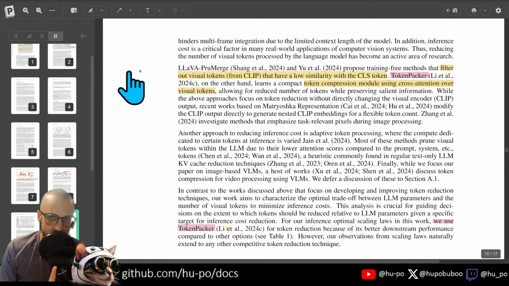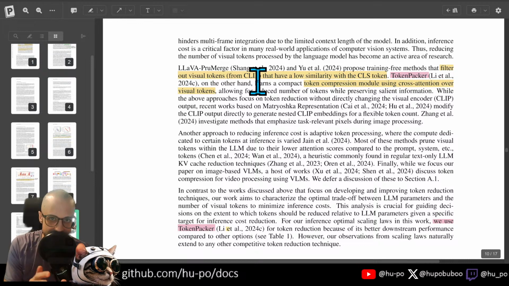So filter out the visual tokens that have a low similarity with a class token. The class token is usually a kind of placeholder token in the very beginning of the sequence, where rather than representing specific parts of the image, it represents the entire image, right? The entire class of the image. And that's terminology baggage coming from the classification tasks that these vision encoders used to be tested out with. But the class token is like the whole image in one token, versus a lot of the other tokens usually represent specific parts of the image.